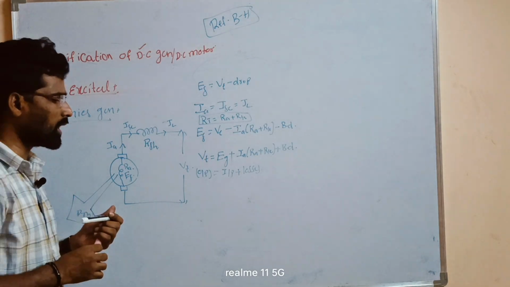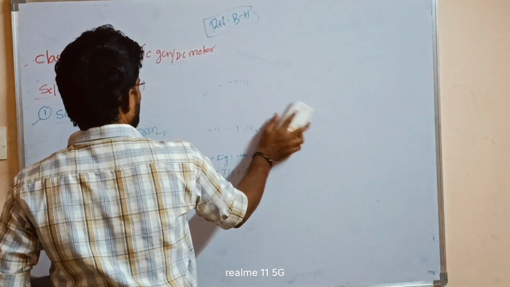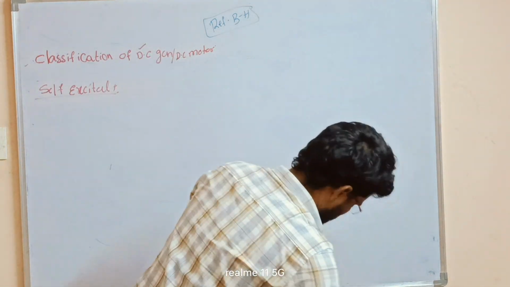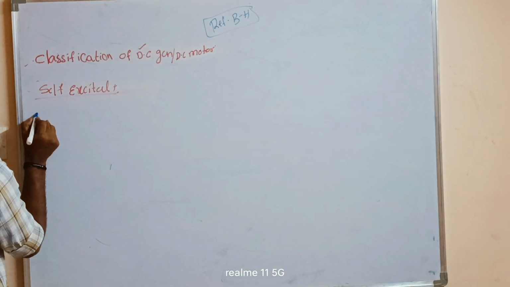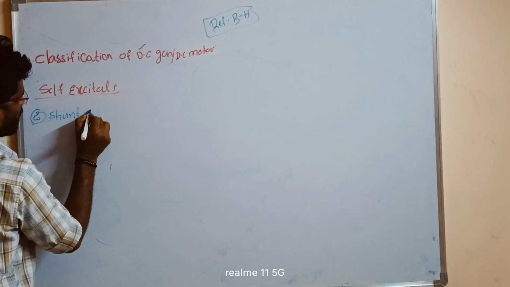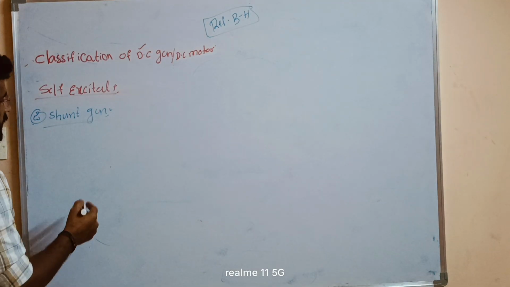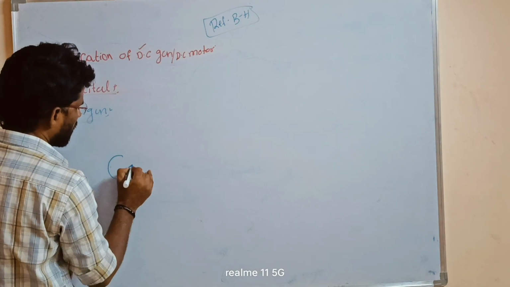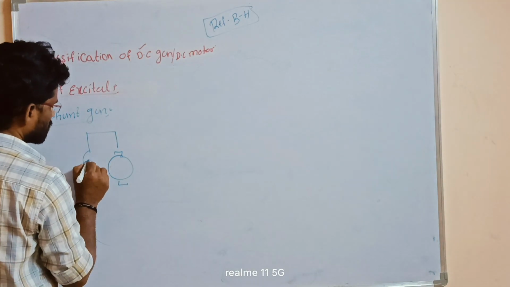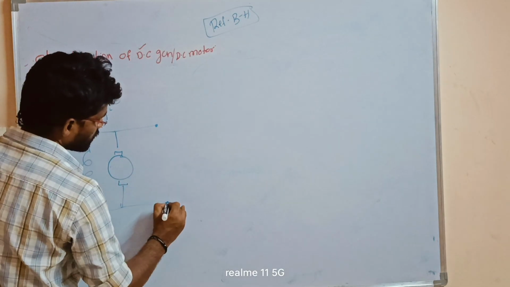Next we go to the shunt generator. So what is the shunt generator? The second one is the shunt generator. The field winding is connected in parallel. Shunt is nothing but in parallel. Armature winding and field winding both are connected in parallel. That is nothing but the shunt generator.